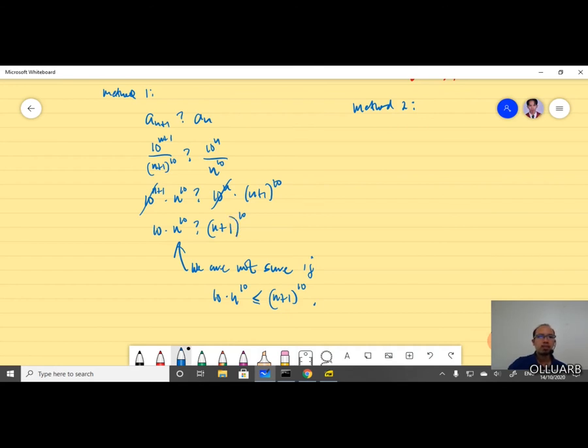So method 2 suggests that we have to show that a sub n plus 1 over a sub n is less than or equal to 1. Okay, again, if you use this method, we are not sure. Okay, so let's try to substitute 10 to the n plus 1 over n to the 10, no, this is n plus 1.